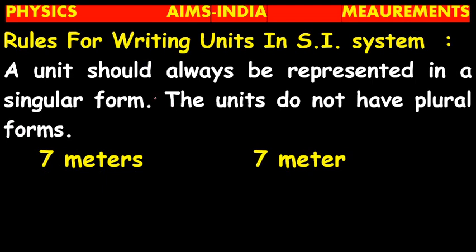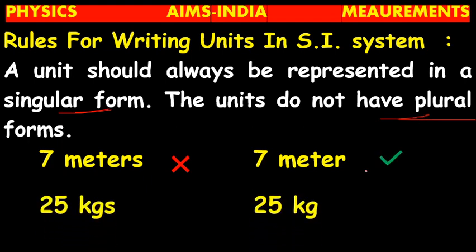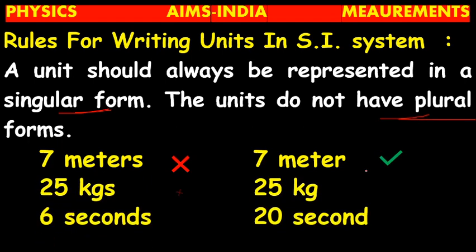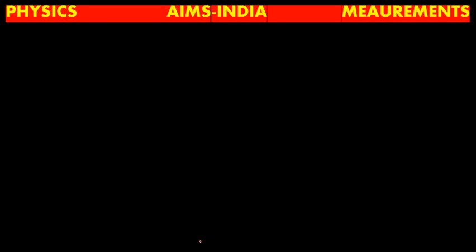A unit should always be represented in a singular form. A unit should not have plural forms, like 7 meters is wrong. 7 meter is correct. 25 kgs is wrong. 25 kg is correct. 6 seconds is wrong. 6 second is correct.